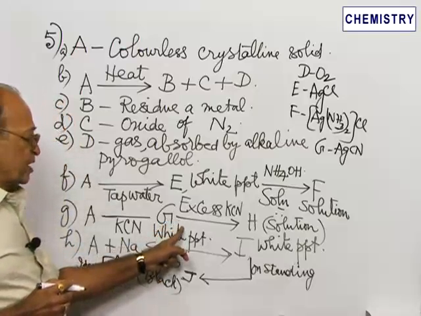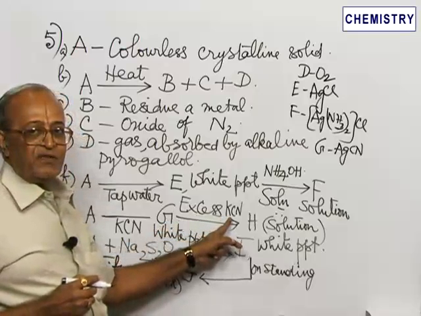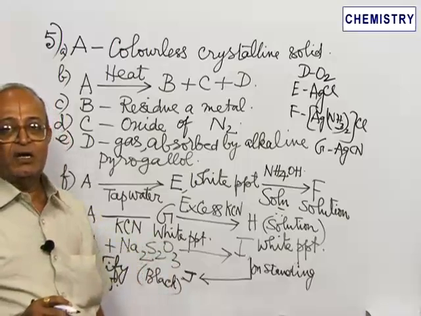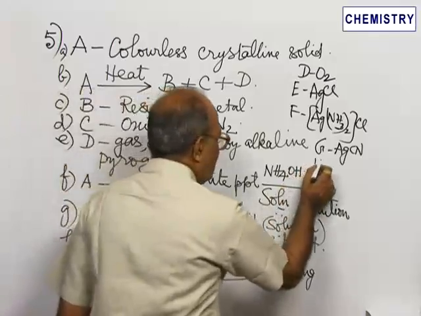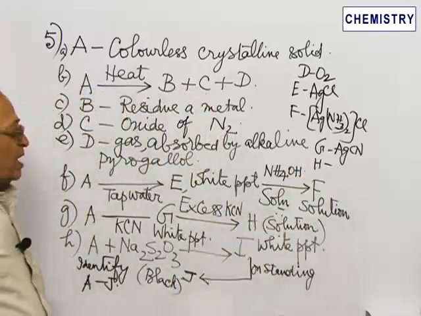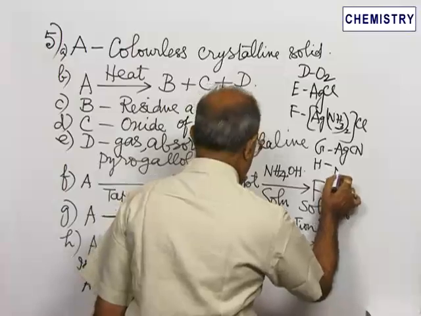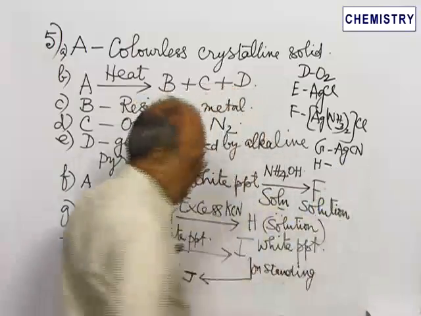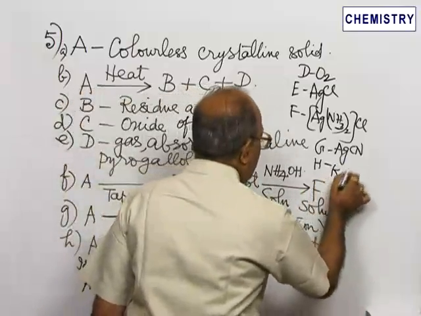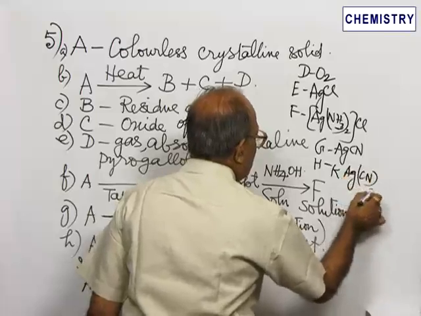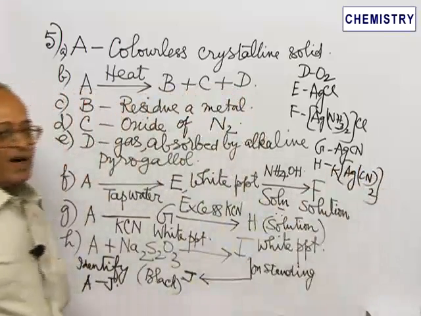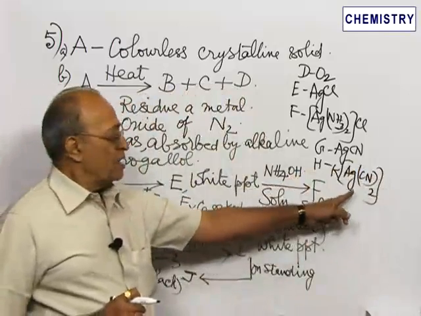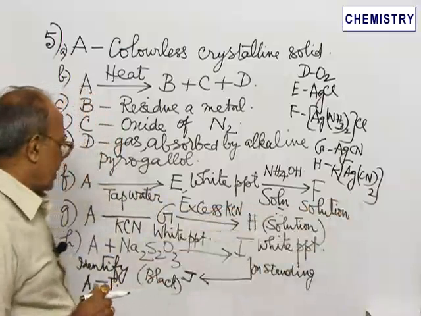But another point is given here. G, the white precipitate, is treated with excess KCN, in which this precipitate dissolves to give H, a clear solution. H is a complex. Of course, KCN is given. So, K Ag(CN)2, this complex is formed. So, H, which is a clear solution, contains this silver complex.